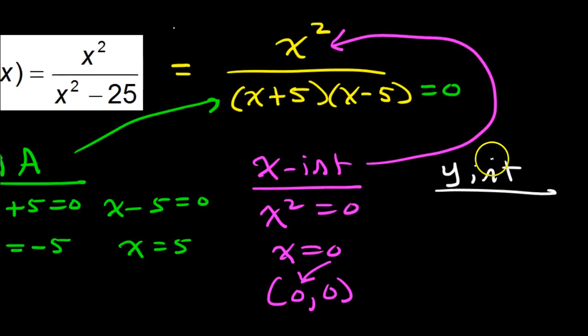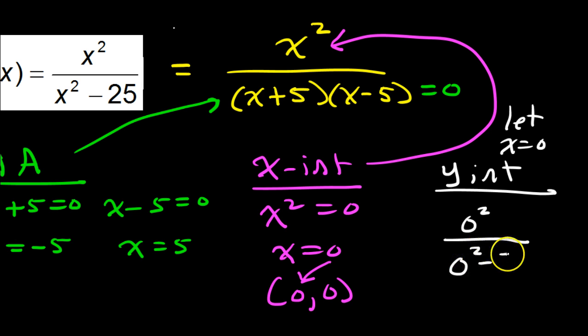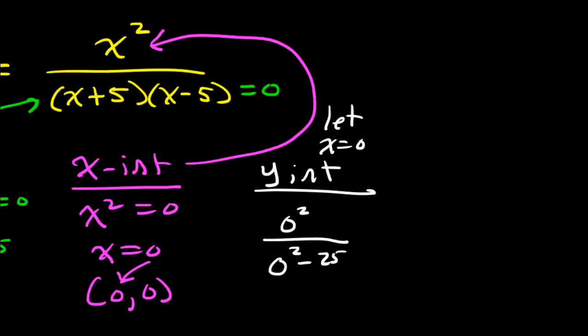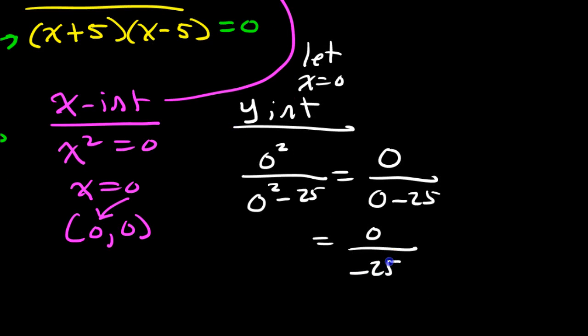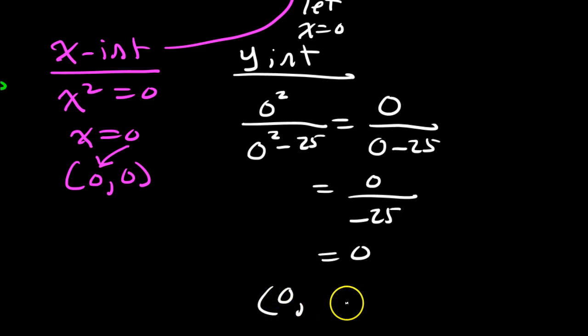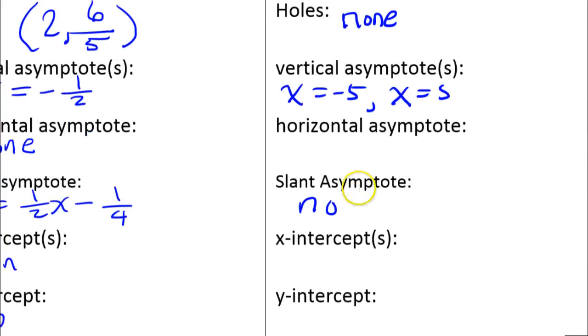So for the y-intercept, you let x equal 0. So if I let x equal 0 here and here, that would be 0 squared over 0 squared minus 25. Well, 0 squared is 0, so I have 0 over 0 minus 25. That is 0 over negative 25, which is 0. And the y-intercept is always 0 comma something, but in this case we know that the other something is also a 0. But we knew that ahead of time. So there's our y-intercept, but I guess we should write it down.